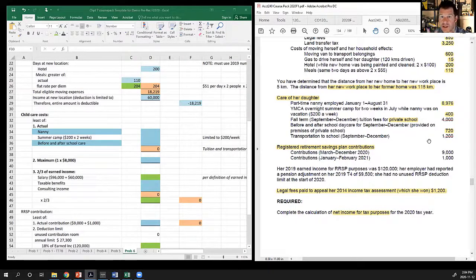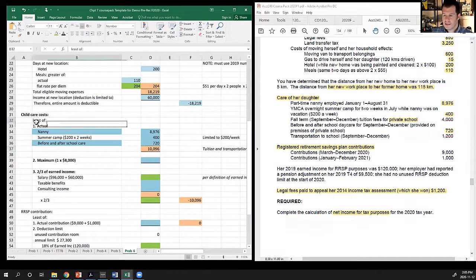Now we don't have to do any sort of who's the lower income earning spouse because this is a single parent who has full-time custody. If they didn't have full-time custody, it'd be a real pain. I'm not going to ask you a question like that. It's too complicated for this particular course. So actual expenses, nanny, $89.76. No problem. Summer camp, $400. No problem. Before and after school care is $720. We'll punch that in as well.